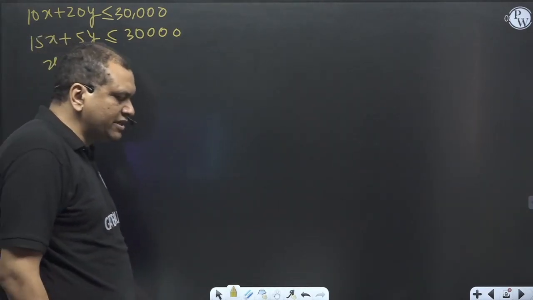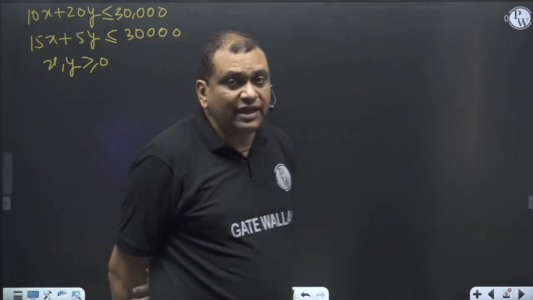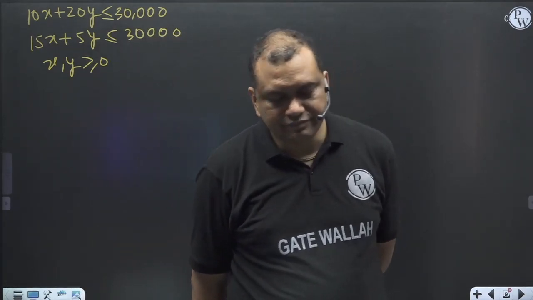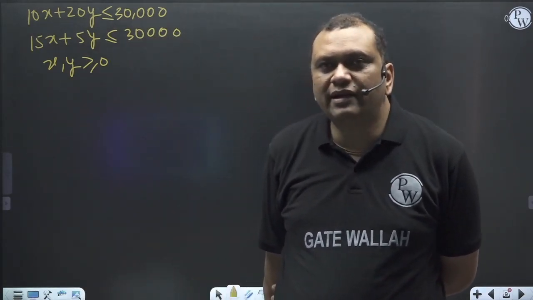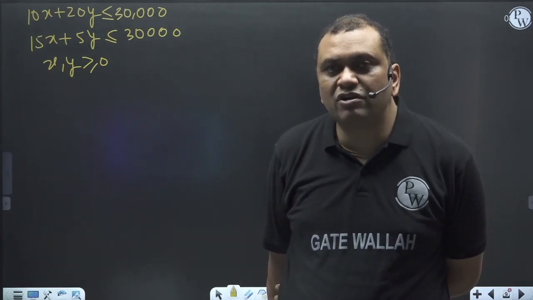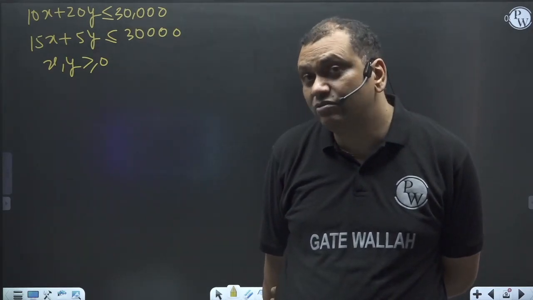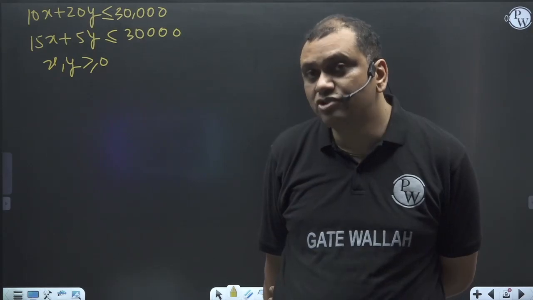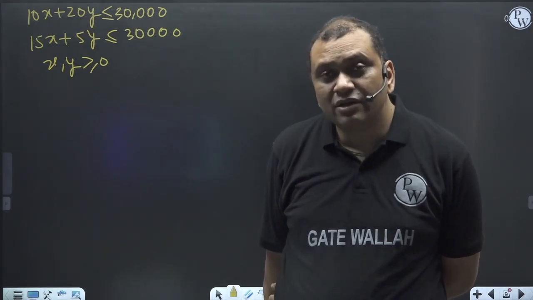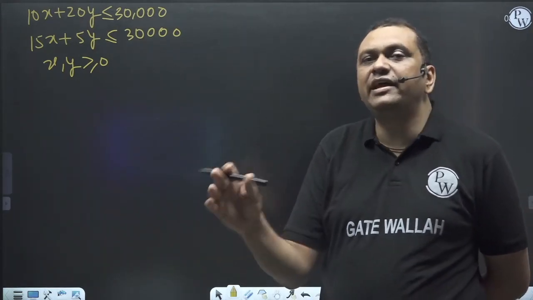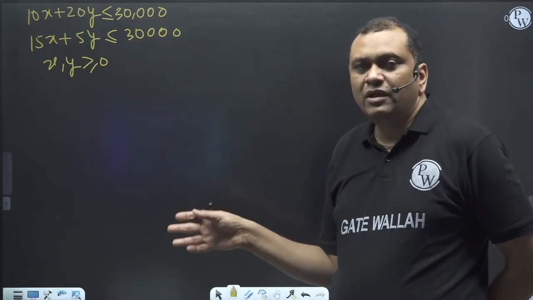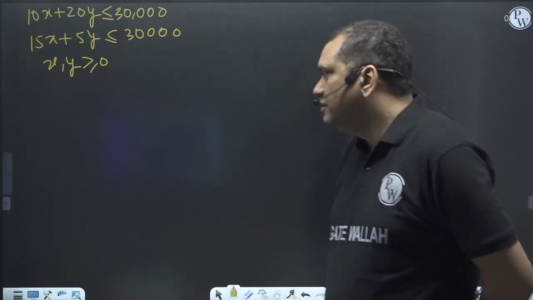Because I cannot say that I will produce minus 2 trays or minus 5 trays. I cannot do that. It should be a real positive number. So my solution will lie in the first quadrant. My solution will lie in the first quadrant.